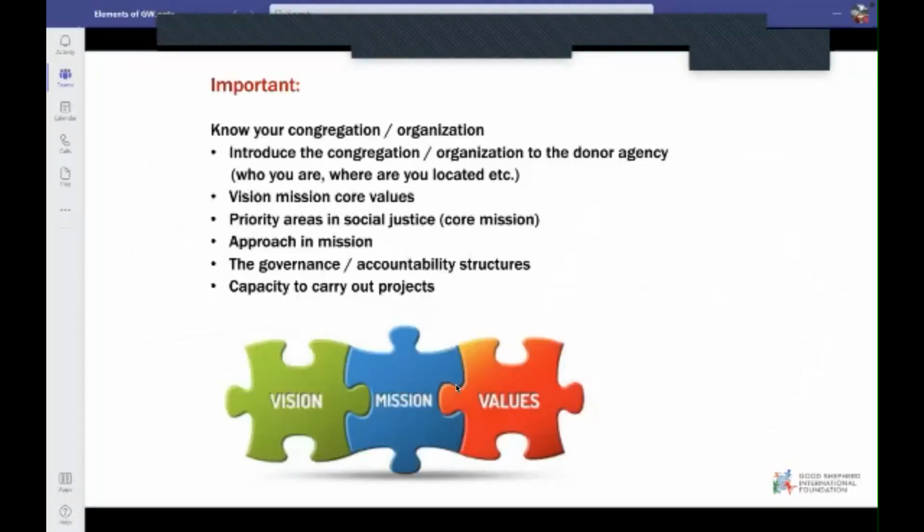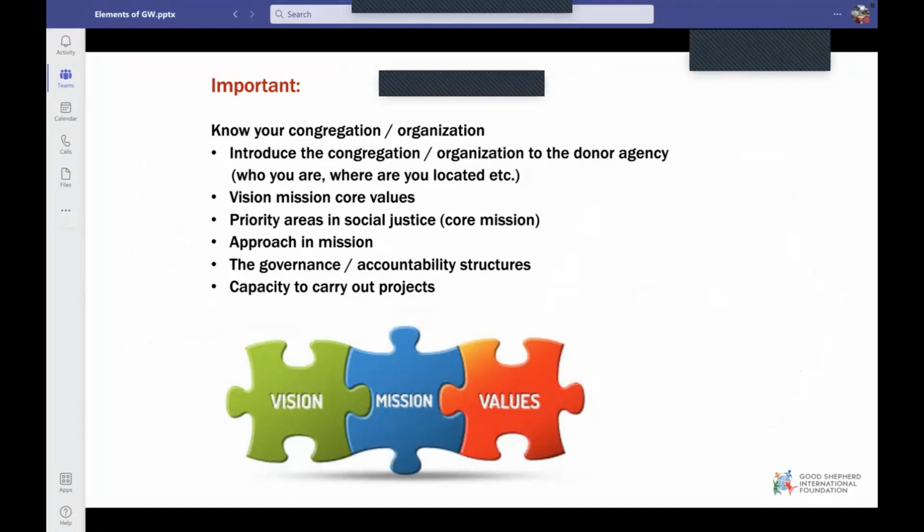Okay, so the next thing that I'd like to bring you through, very important in writing and submitting grant applications, is to know two things: to know the organization, the congregation that we belong to. In every grant proposal that you come across, there will surely be a section that says, where are you coming from? What's the name of your organization? Tell us a bit about your experience in this project that you are applying for. So it's important to know your organization, to know the congregation.